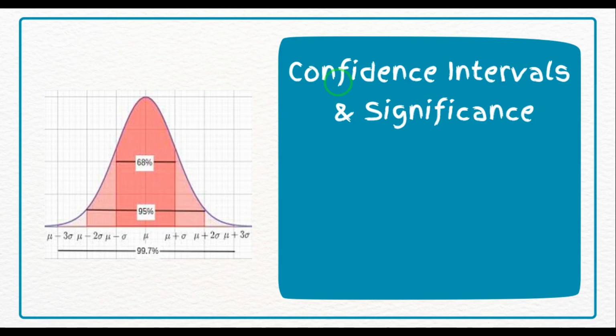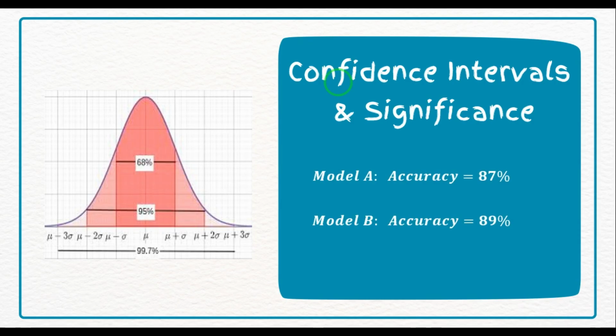And furthermore, when comparing competing models, statistical significance tests such as a t-test or bootstrap tests on cross-validated scores can reveal whether apparent performance differences are genuine or merely due to chance. For example, if you want to compare two models, say Model A with accuracy of 0.87 and Model B with accuracy of 0.89, you might ask, is B actually better, or could this difference just be random? This is where we use significance testing.